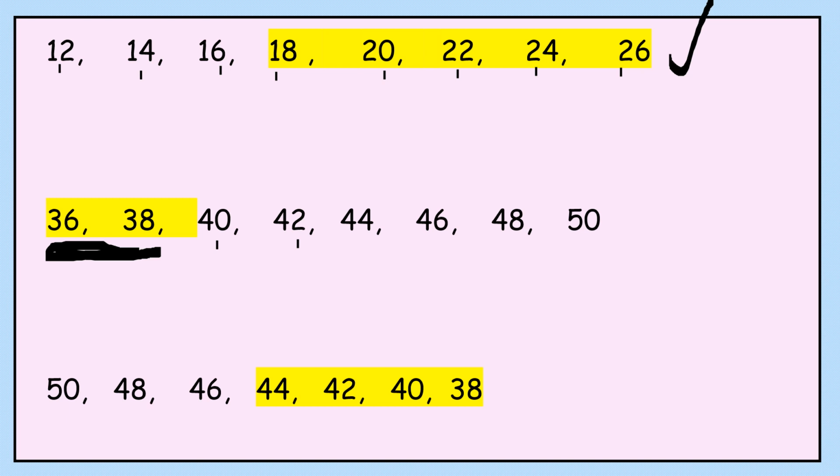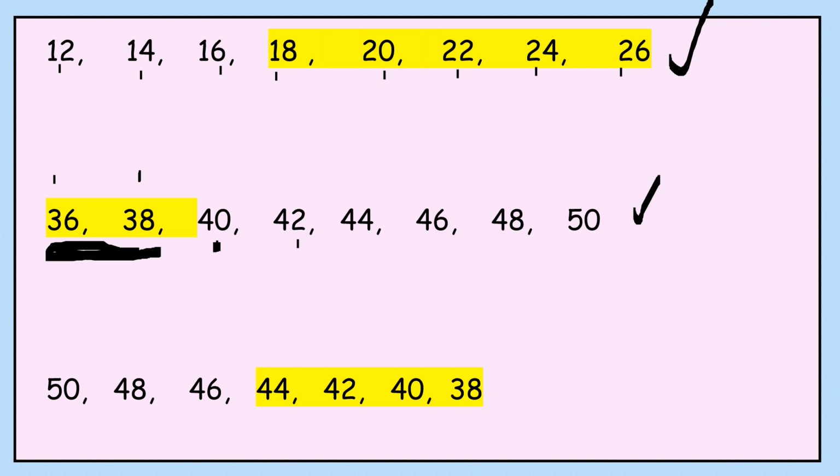Yeah, that's right, twos. So I know that if I'm at 40, the number that comes before 40 isn't 39 because we're not counting in ones, it's 38. And the number before 38 isn't 37 because we're counting in twos, it's 36. So these numbers are 36, 38, 40, 42, 44, 46, 48 and 50. So give yourself a tick if you got all of those correct.